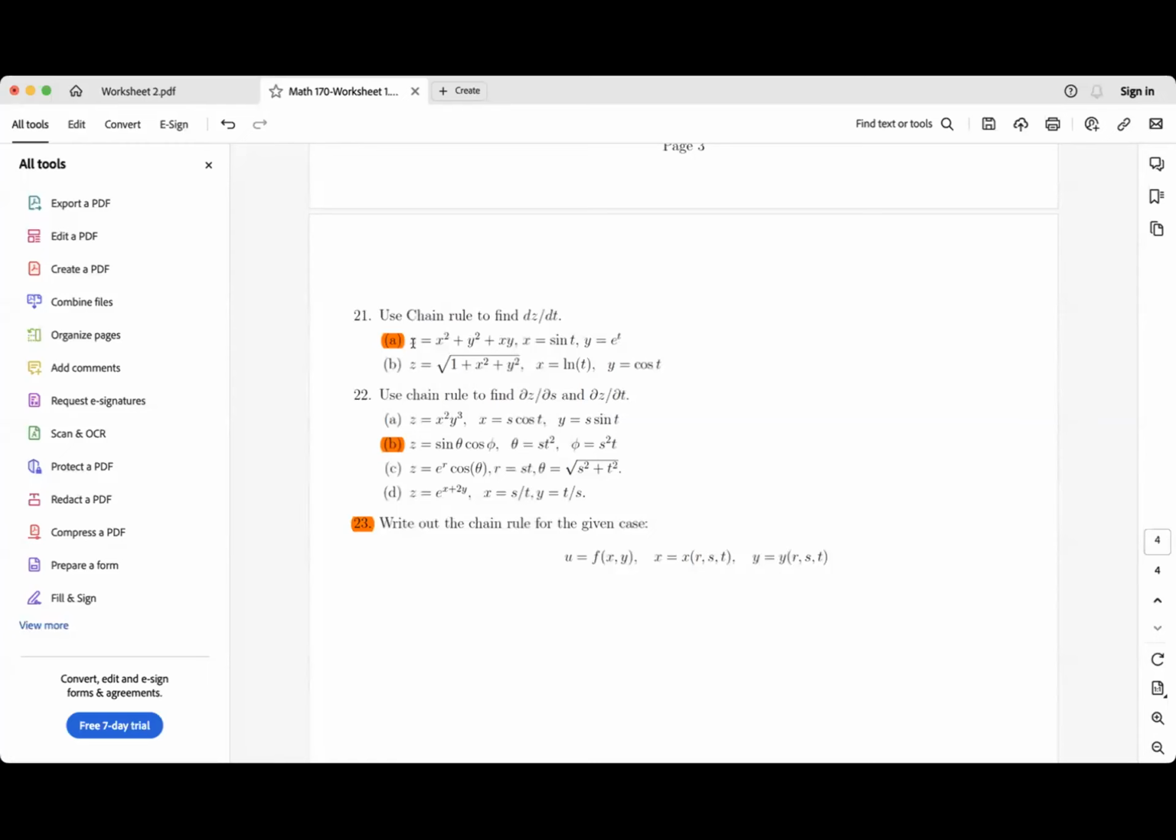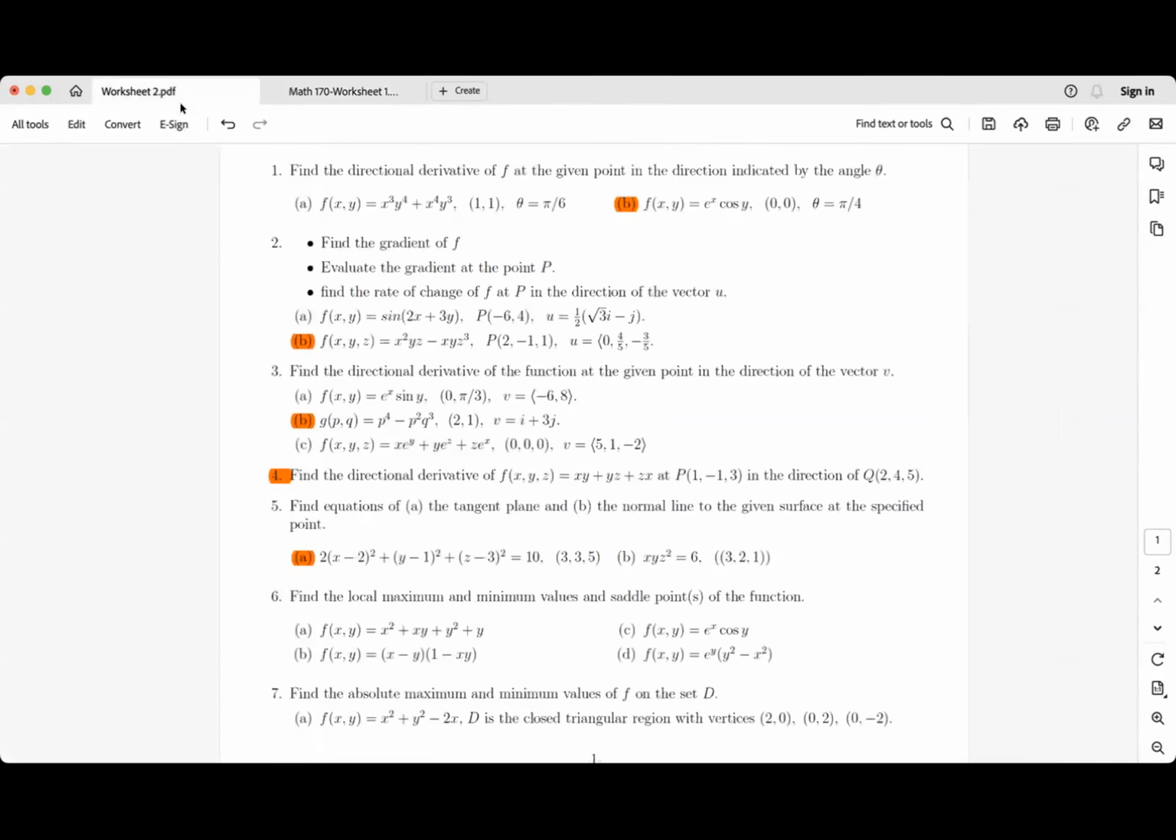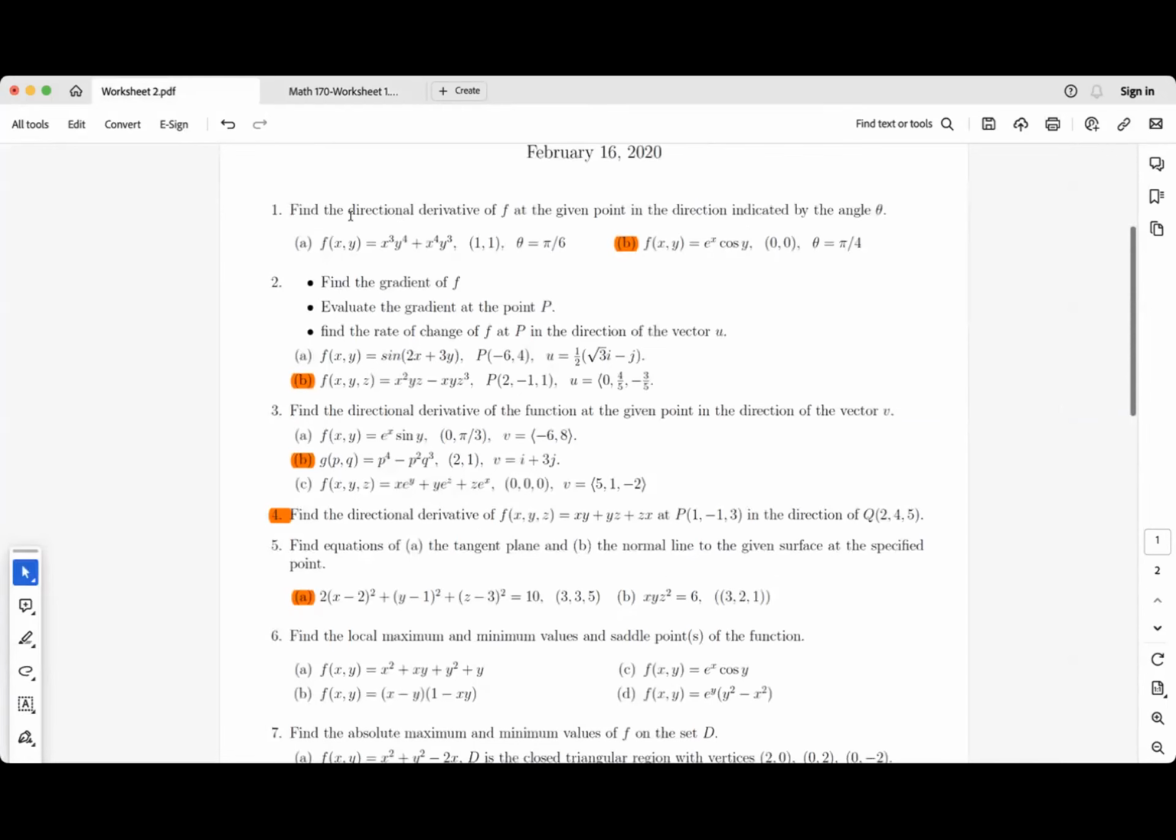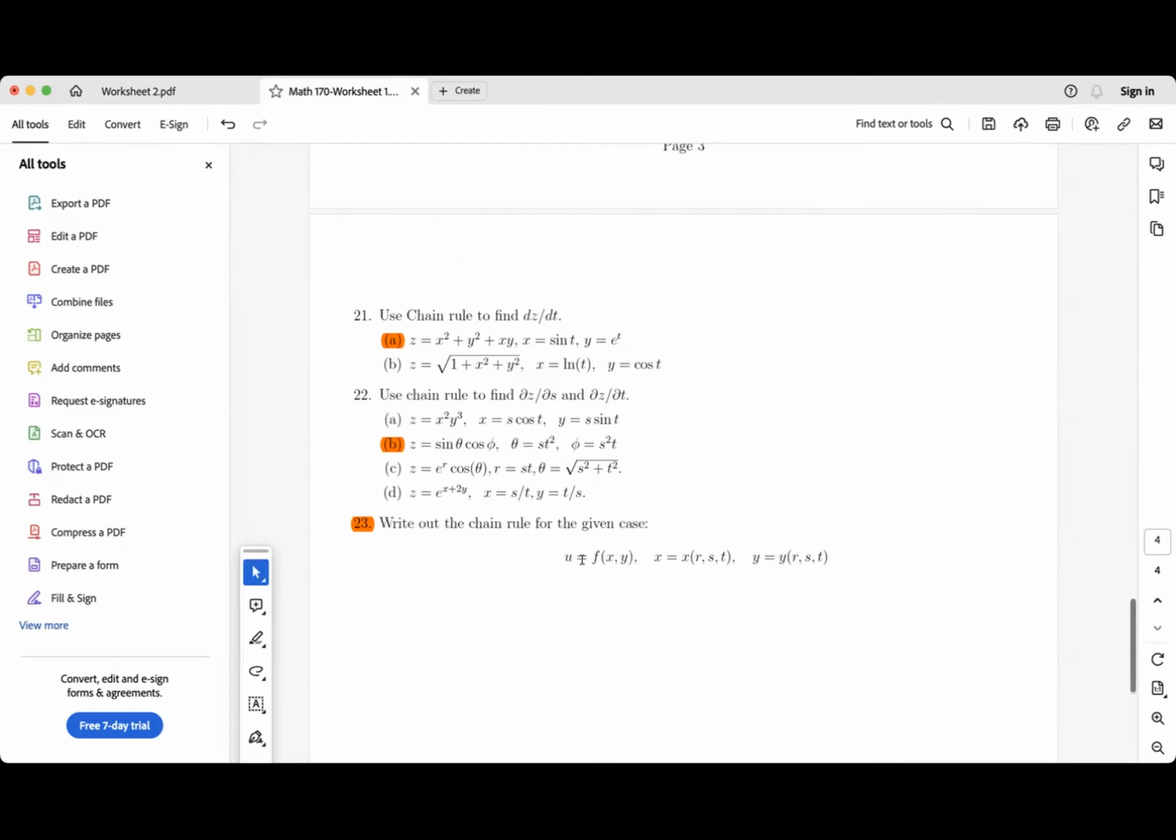We will solve some problems from the first worksheet. Okay, we will complete the first one and then we will continue from the second one. Okay, to the question 6. We will solve some questions I marked.